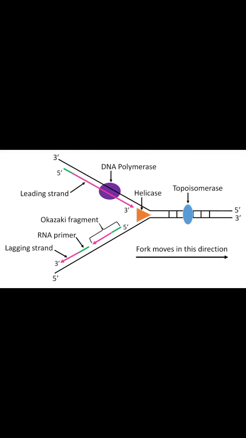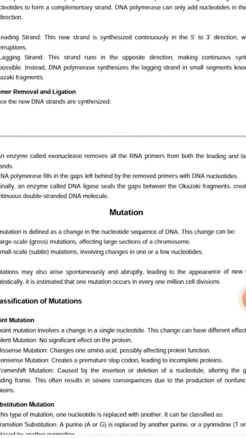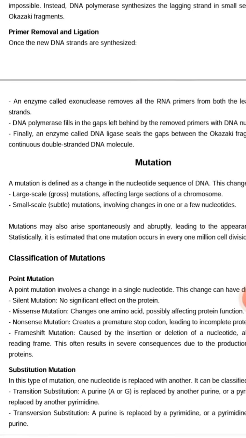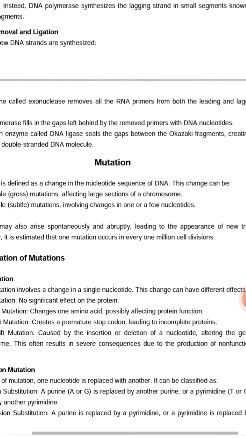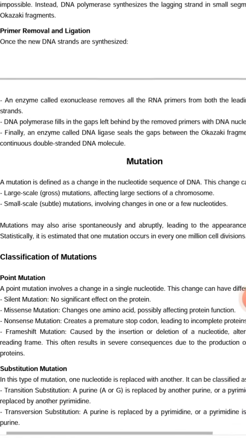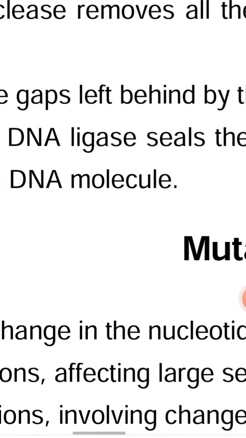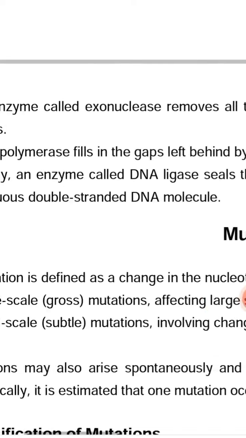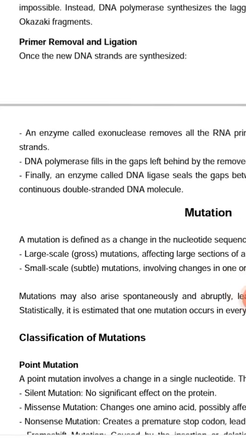Then after all the strands have been formed, the enzyme exonuclease will remove all the RNA primers from both the leading and lagging strands. And then DNA polymerase will fill in these gaps left by the RNA primers with DNA nucleotides or DNA fragments. Then an enzyme called DNA ligase, I'm going to ask you the function of this enzyme, seals the gaps between the Okazaki fragments and even those gaps that the new DNA fragments have filled in.